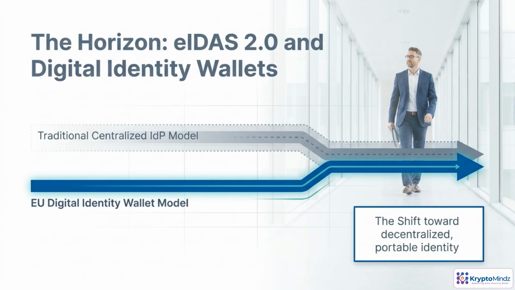eIDAS 2.0 is shifting identity from centralized logins toward user-controlled wallets. In the traditional model, one or a few identity providers hold most of the power and data, and services simply trust whatever those IDPs assert. With the wallet model, the user becomes the hub. They store credentials on their device, share only what's needed, and can reuse the same trusted identity across many countries and services with less dependency on any single provider.